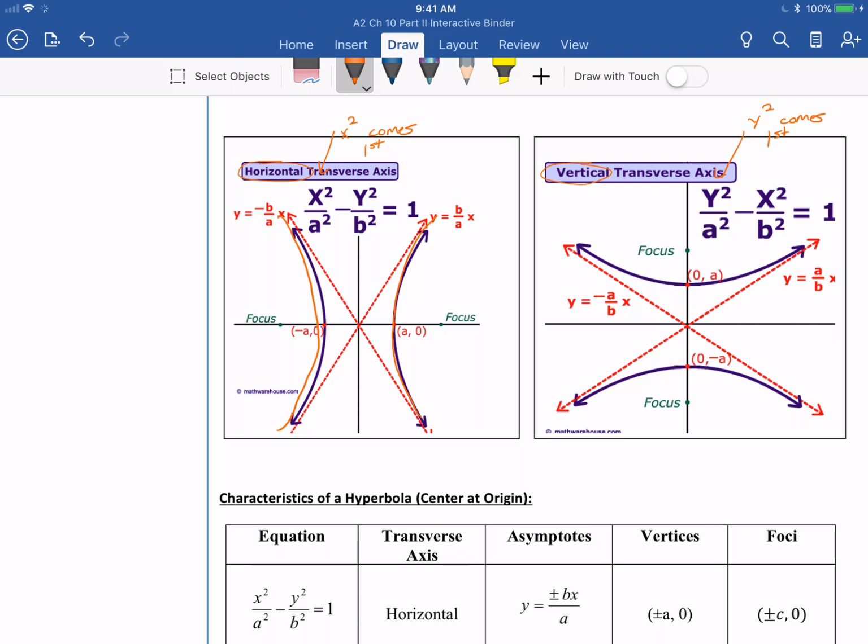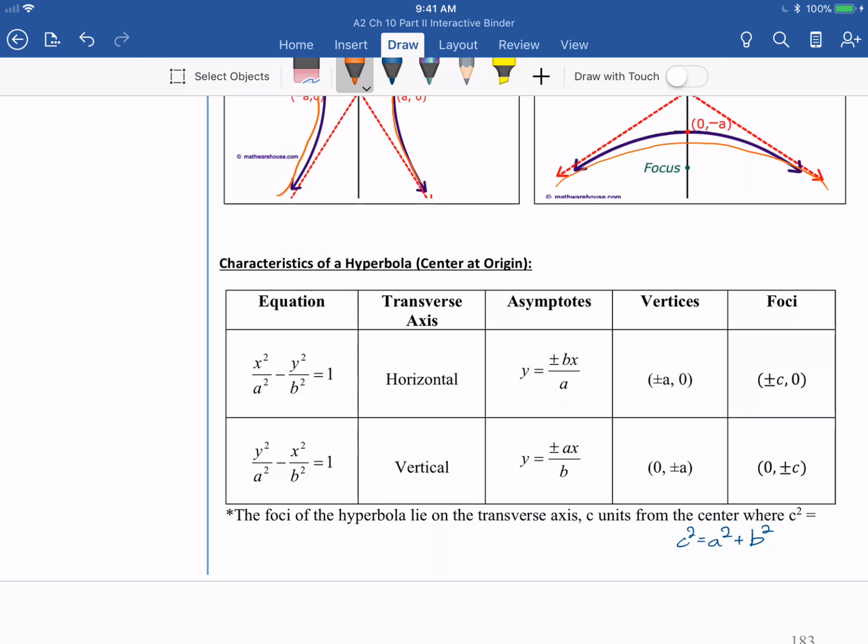It's kind of like two parabolas-ish. They're kind of two parabola-looking figures. And then the vertical one opens up and down. That's going to be the main gist here, that you need to know when your hyperbola opens up and down or when it opens left and right. Those are the two different types.